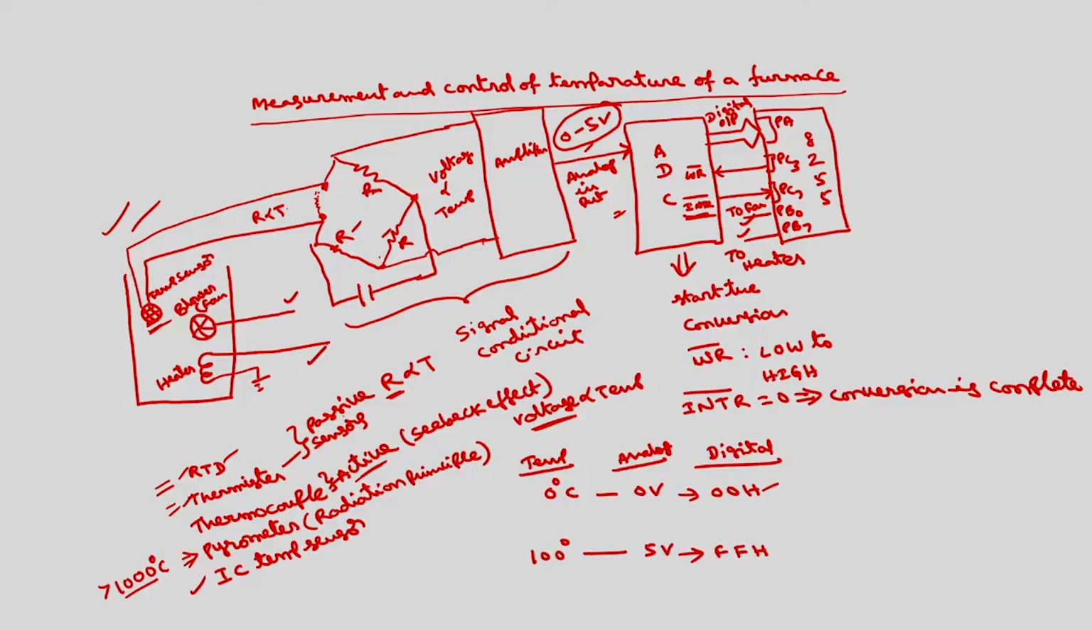Now I will discuss how to control this. I want to maintain the temperature between, say, 30 degrees and 60 degrees centigrade. If the temperature is less than 30 degrees, I have to turn on the heater. If the temperature is greater than 60 degrees, I have to turn on the fan.